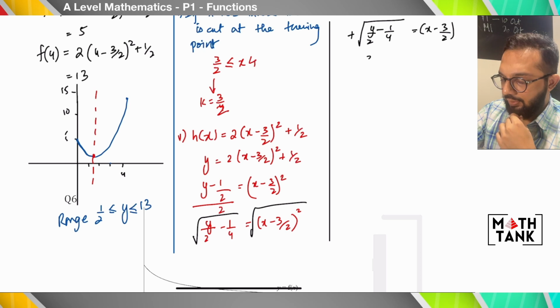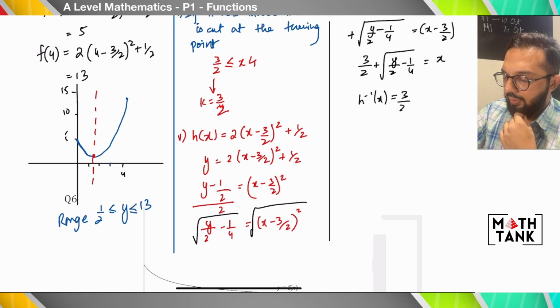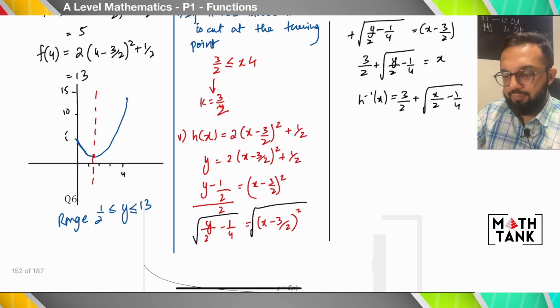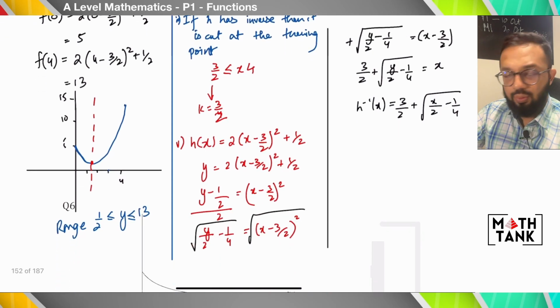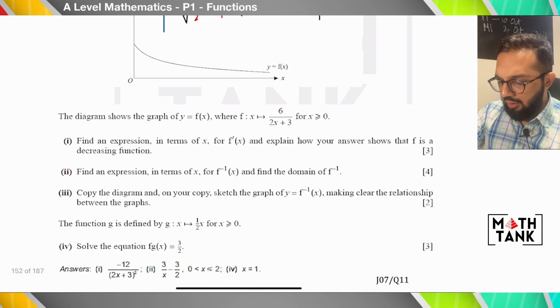And the squares cancel out, so 3 over 2 plus root of y over 2 minus 1 over 4 equals x. So h inverse of x is 3 over 2 plus root of x over 2 minus 1 over 4. Yeah, they've taken an LCM inside. That's your answer. Let's look at the next question.